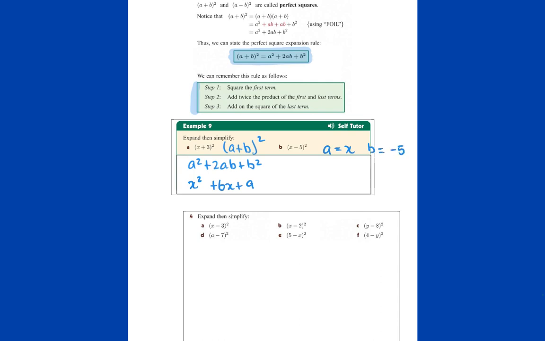Okay, so this time a is x, b is negative 5. So a squared, x squared, b squared, positive 25, and then we have to do 2 times a times b, which will give us negative 10x. So we're following this formula here. Choose a few in the box to have a go at and check your answers on the next page.